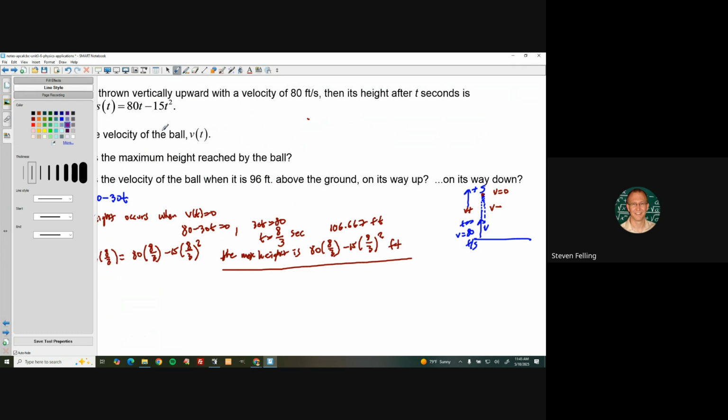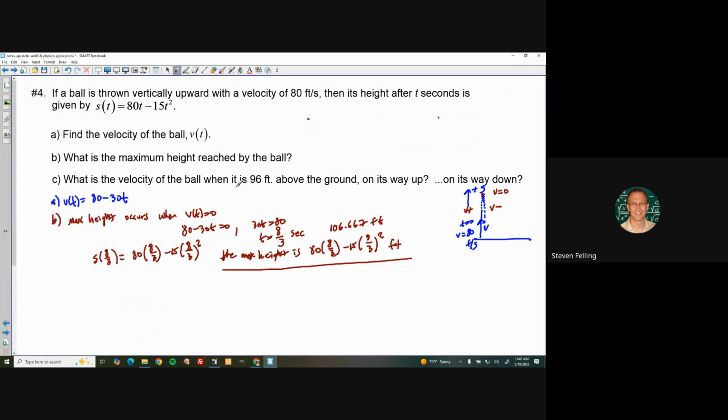Okay, and then the next question says, what is the velocity of the ball when it is 96 feet above the ground on its way up and on its way down? The first thing we have to do is say this occurs when the position is equal to 96. So 80t minus 15t squared would have to equal 96, which means you have to solve this.